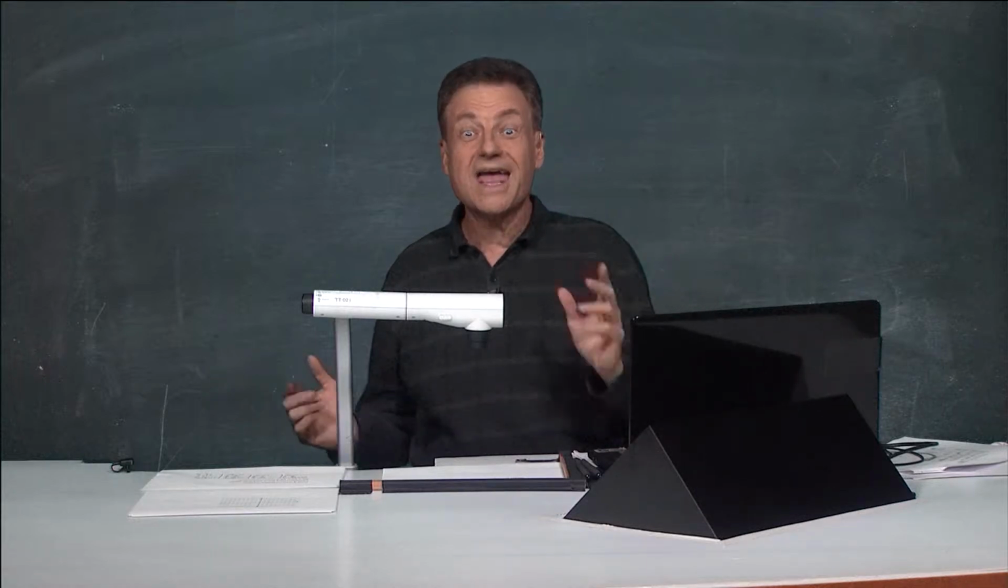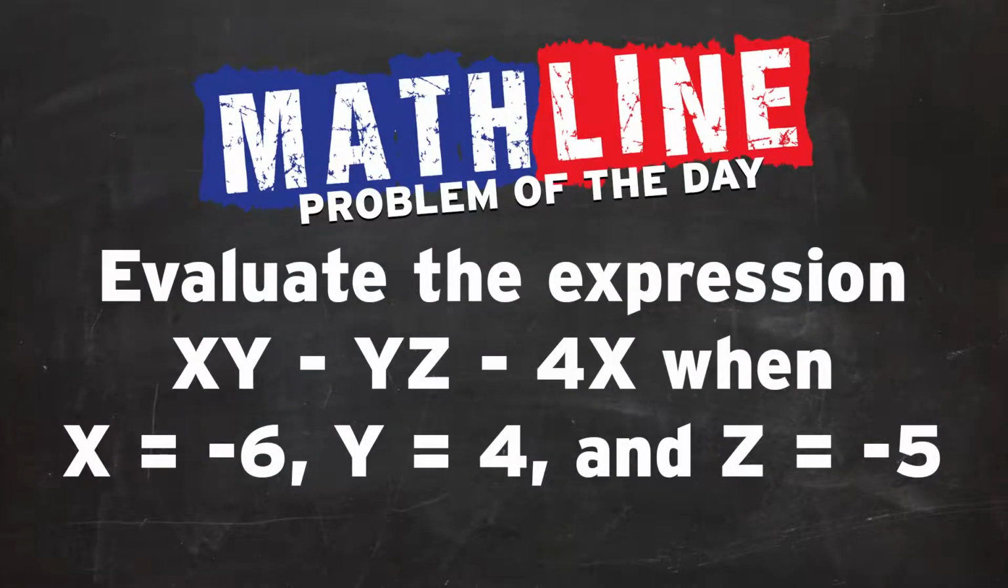Speaking of that problem of the day, let's see what we got. It says, evaluate the expression xy. Now notice that xy means x times y, my friends. We're going to subtract yz, and that's y times z, and then we're going to subtract 4 times x. And we're also going to put some variables in with some substitution of numbers.